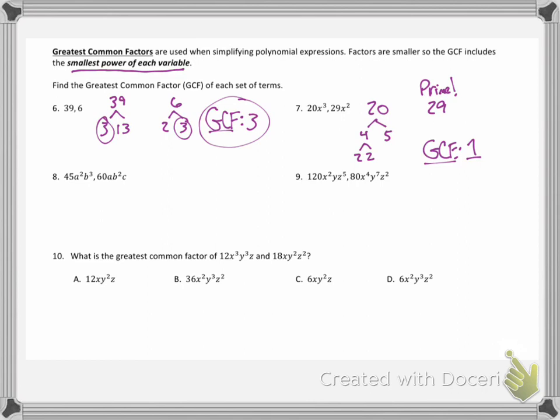Now we're going to take a look at the variables. So we have x cubed and x squared. Again, the short version of this is I'm going to take the smallest of each variable. So that means I want the lower exponent of those two variable terms. So x cubed and x squared, what is the lowest? It's x squared. So I can write my GCF for this as 1x squared. Technically, if I have a 1 taken out, I don't need to show that. So I could also just write this as x squared. And that is my GCF.